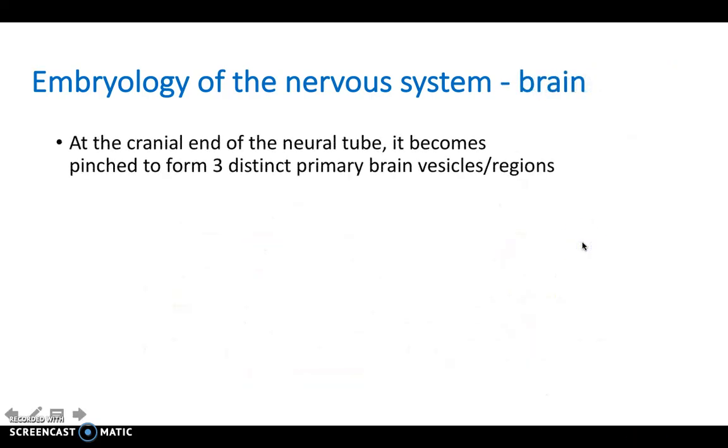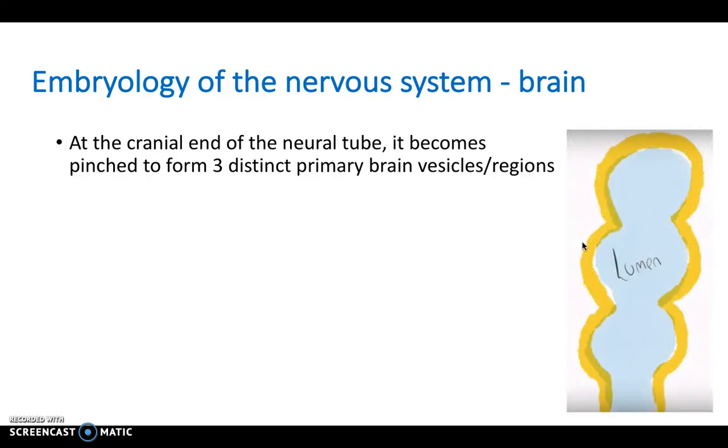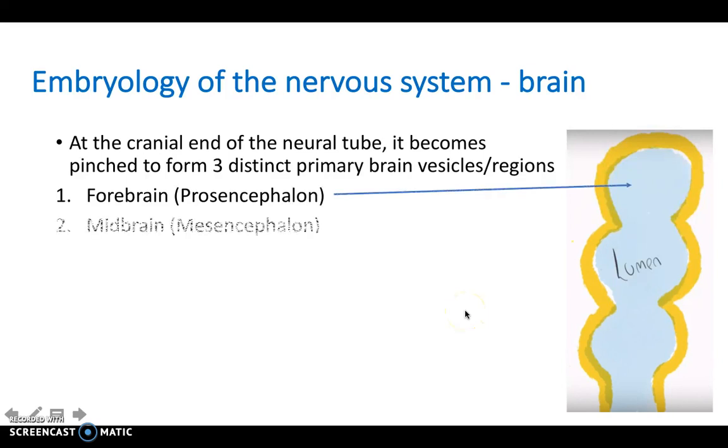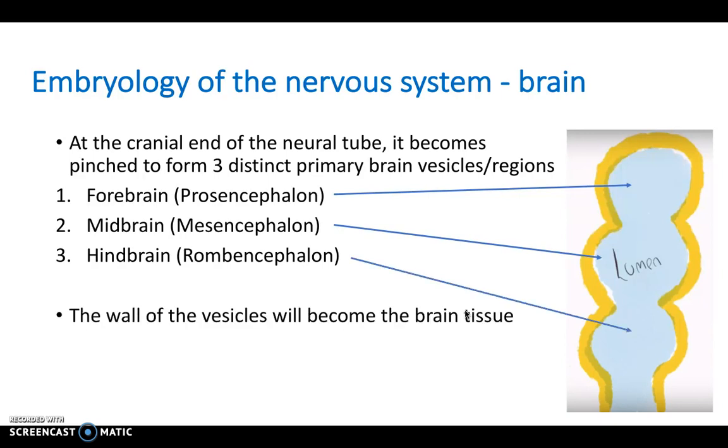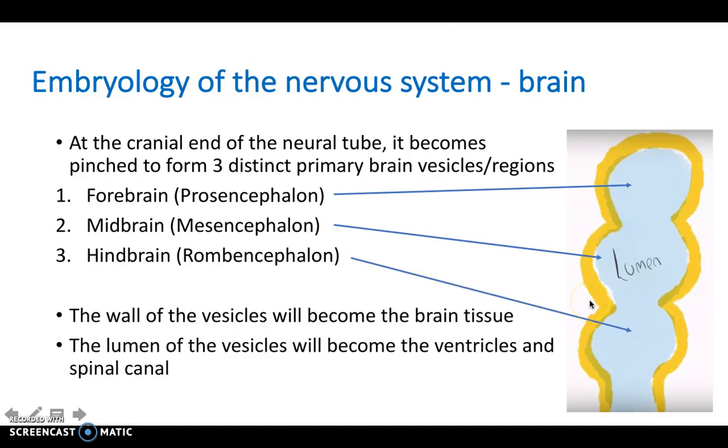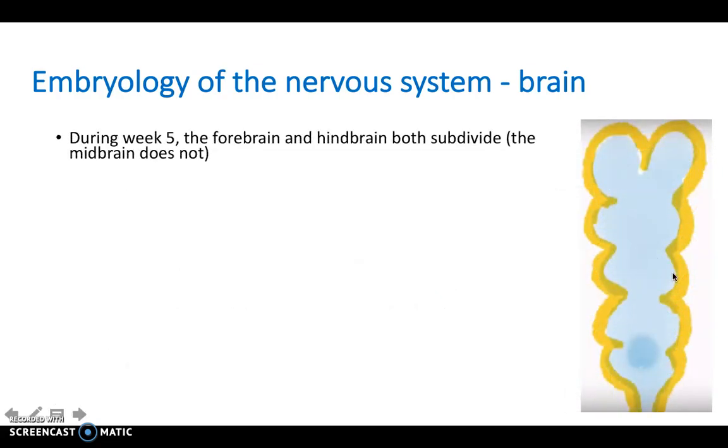So next, thinking about the development of the brain, at the cranial end of the neural tube it becomes pinched to form these three distinct regions, and these are the forebrain or the prosencephalon. Then we have the midbrain, which is the mesencephalon, and then the hindbrain, the rhombencephalon, at the bottom. And the walls of the vesicles will become the brain tissues, and the lumen will become the ventricles and the spinal canal. So during week 5, the forebrain and hindbrain both subdivide.